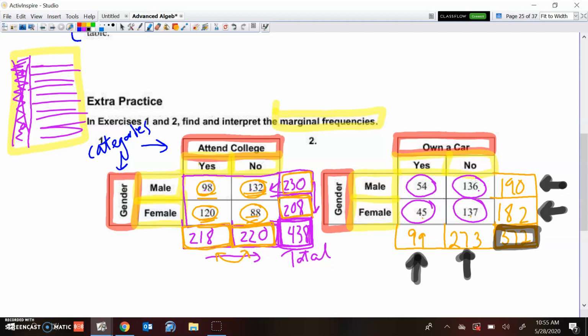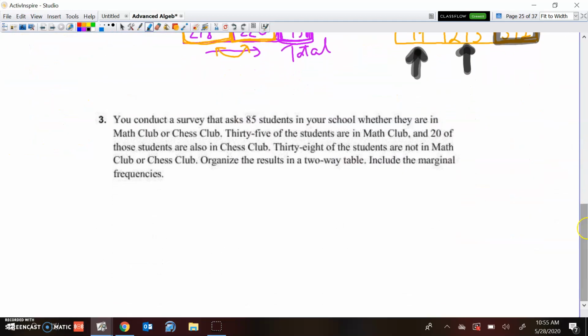Okay, all right, we're going to do a little bit more, and that is in creating our own, and then we're done. So it says here you conduct a survey that asks 85 students in your school whether they are in math club or chess club. 35 of the students are in math club and 20 of the students are also in chess club. 38 of the students are not in math club or chess club. Organize the results in a two-way table and include the marginal frequencies.